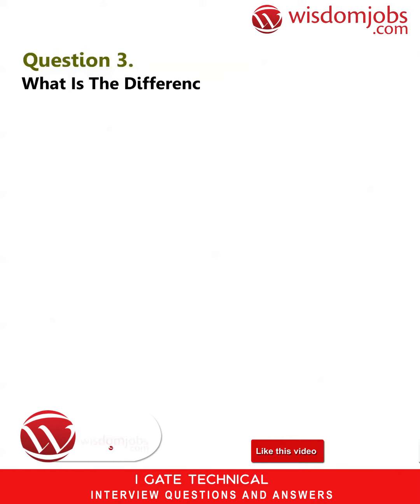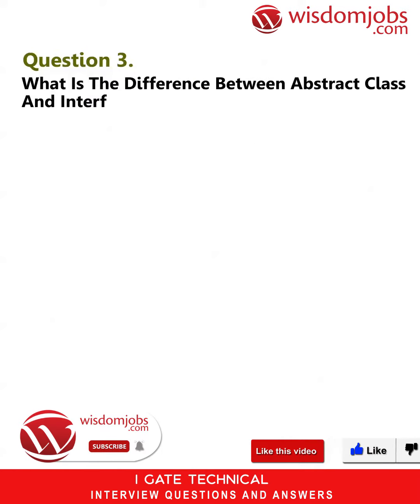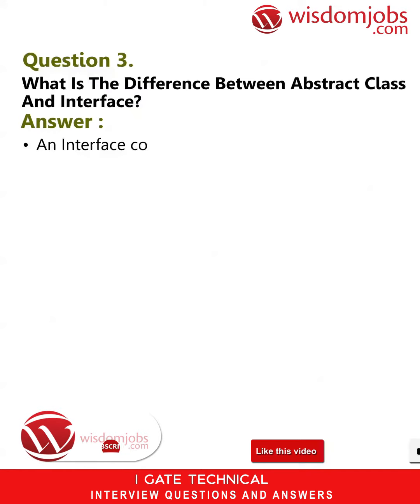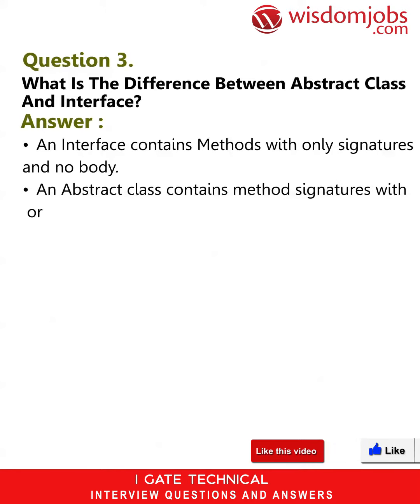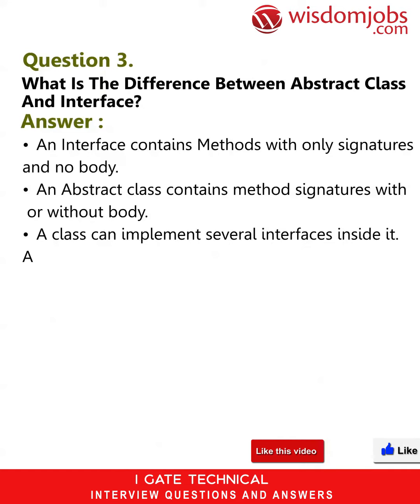Question 3. What is the difference between abstract class and interface? Answer. An interface contains methods with only signatures and no body. An abstract class contains method signatures with or without body. A class can implement several interfaces inside it. A class can inherit from a single abstract class.